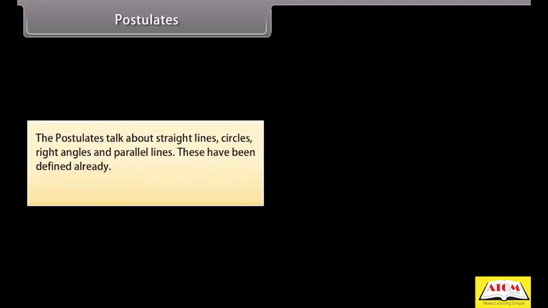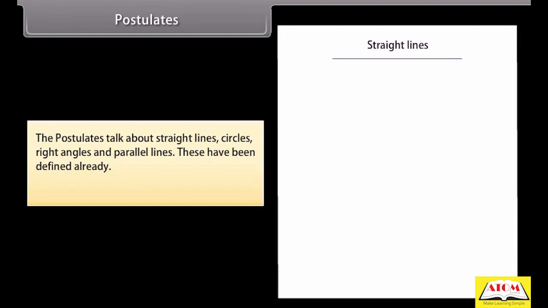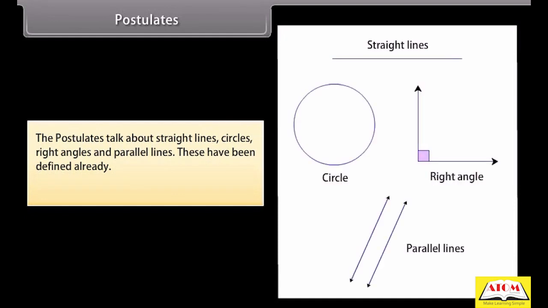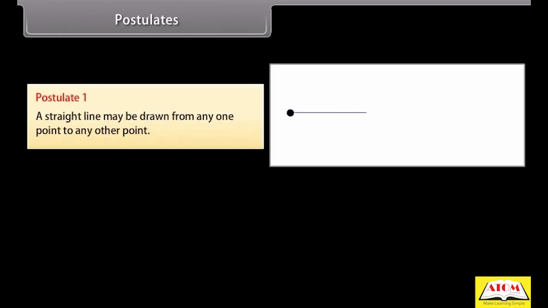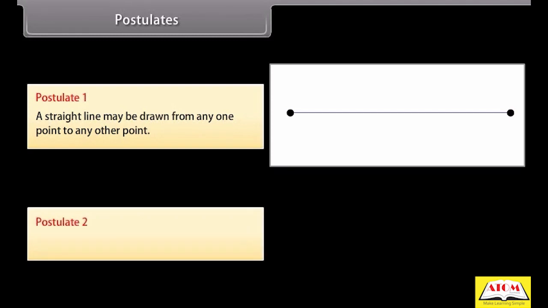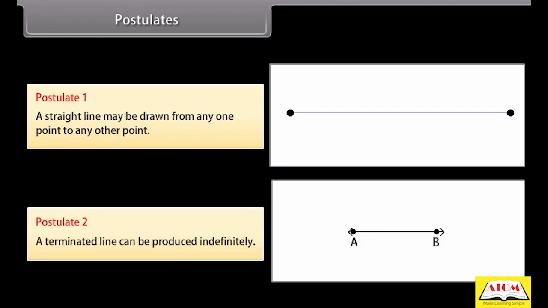Postulates. The postulates talk about straight lines, circles, right angles, and parallel lines. These have been defined already. Euclid's postulates are 5 in number. The first postulate is: a straight line may be drawn from any one point to any other point. The second postulate is: a terminated line can be produced indefinitely.